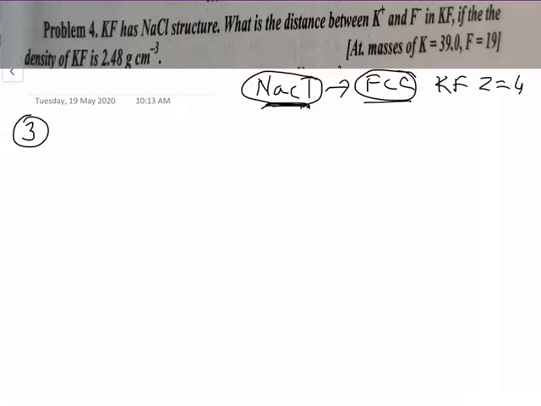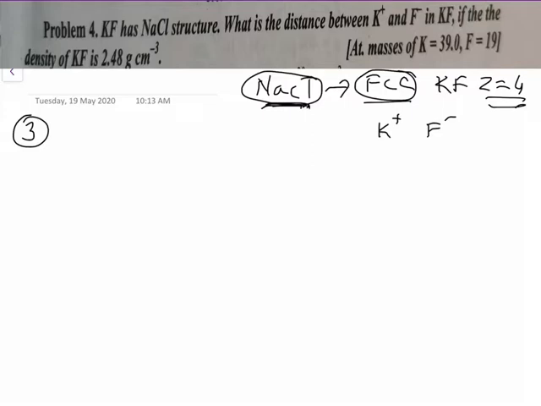That means FCC structure means Z value I have to take as 4. So see there, indirectly you are given the value of Z. So KF has NaCl structure. What is the distance between potassium ion and fluoride ion in KF, if the density of KF is 2.48 gram per centimeter cube?